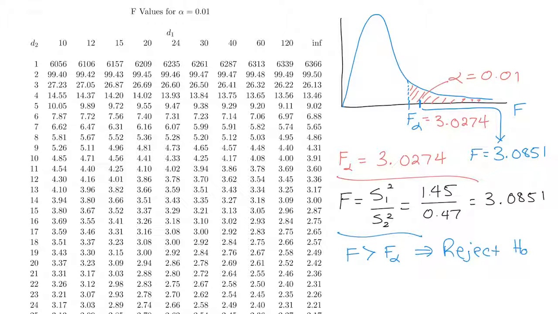All of these problems will be constructed the same way. I spent a lot of time on this one just talking and explaining. As we do the next few problems, it'll be a lot faster because we won't have to explain quite so much, but they're all going to be done the same way. Calculate F sub alpha, calculate the test statistic, are you in the rejection region or not, and then the problem is done.